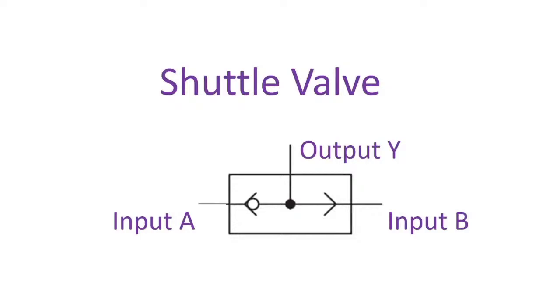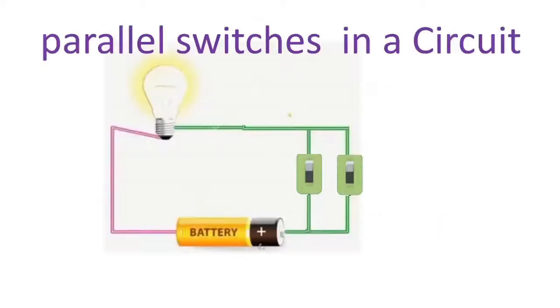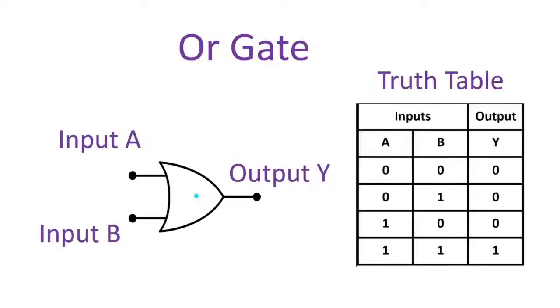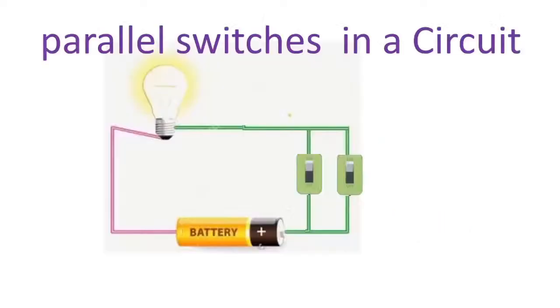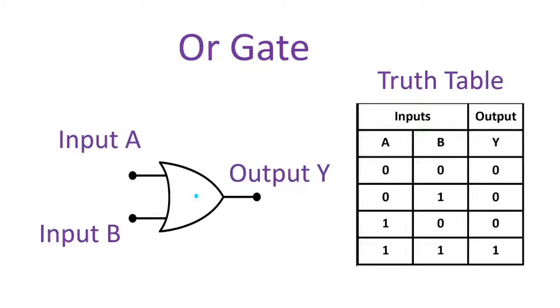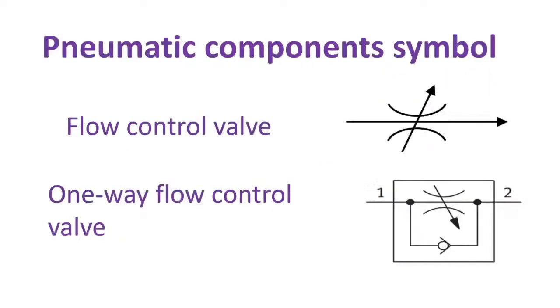And shuttle valves work on the same principle as a parallel circuit and OR logic gate. The output of the shuttle valve is true if either of the two inputs is true. In the parallel circuit, the bulb will glow if either of the two push buttons is pressed, or if both push buttons are pressed together. And the OR gate behaves according to a truth table. The output of the OR gate is true if either of the two inputs is true. Otherwise, it's false. Let's proceed with other pneumatic component symbols.